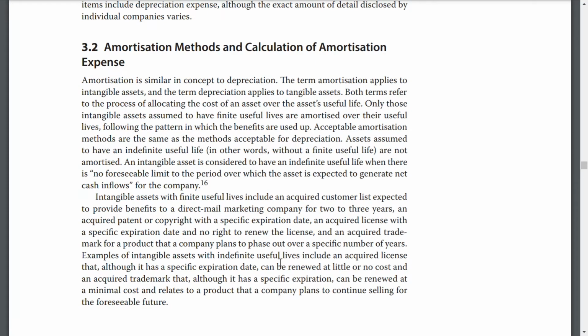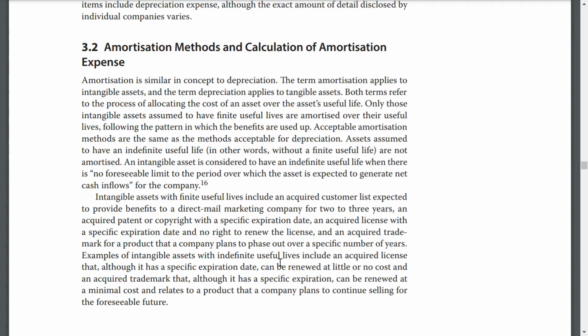Only those intangible assets assumed to have finite useful lives are amortized over their useful lives. Following the pattern in which the benefits are used up, acceptable amortization methods are the same as the methods acceptable for depreciation. Assets assumed to have an indefinite useful life, in other words, without a finite useful life, are not amortized. An intangible asset is considered to have an indefinite life if there is no foreseeable limit to the period over which the asset is expected to generate net cash flow for a company.